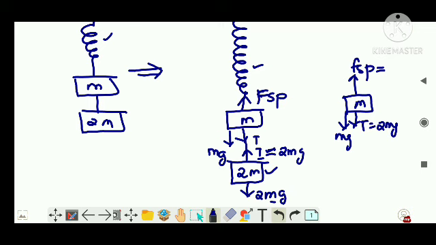Equilibrium conditions, right? By equilibrium, the forces are equal in either direction. So F_sp will be equal to what? 3mg. Clear? Just add.